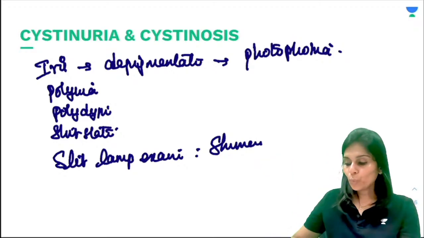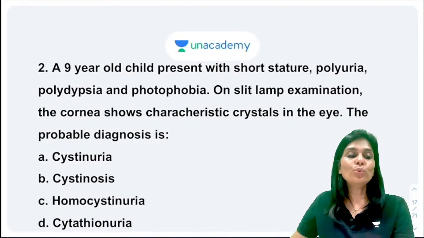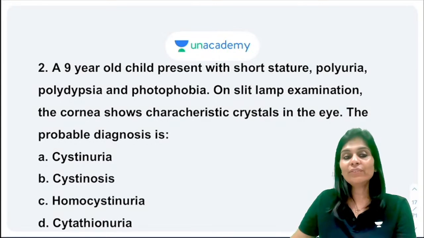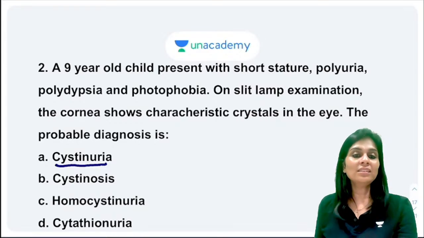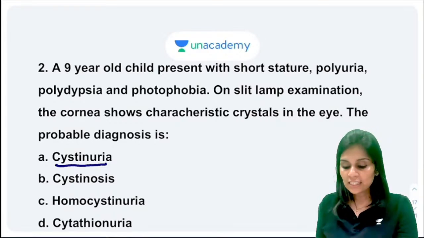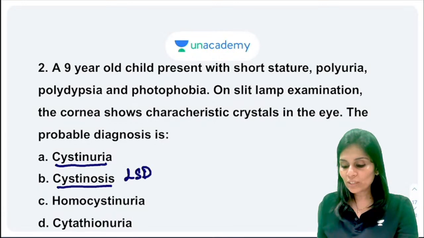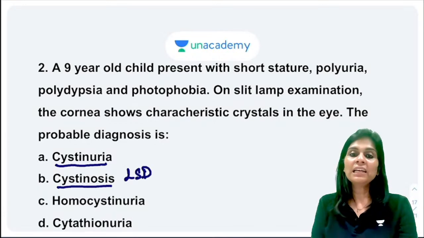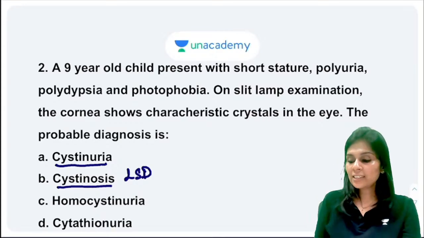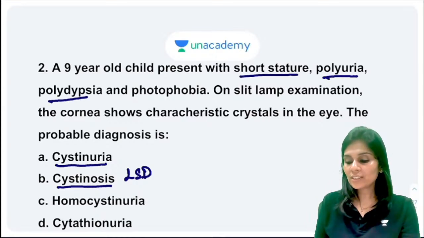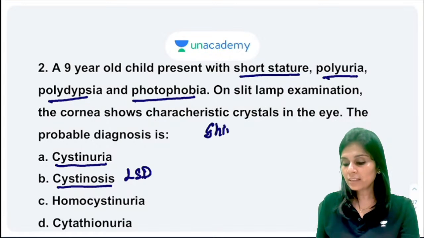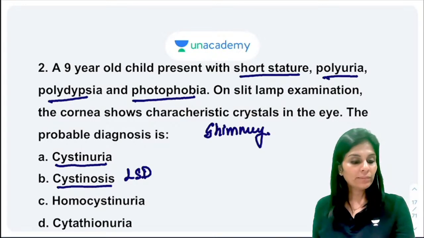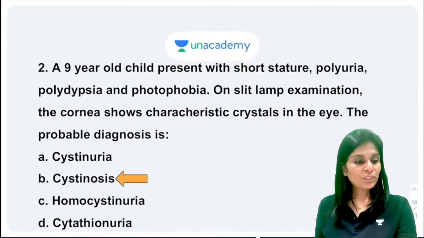Are you clear? So will you ever get confused between cystinuria and cystinosis? Both are totally different entities. Cystinuria means renal stones. Do you understand this? Cystinuria means renal stones. Cystinosis is a lysosomal storage disorder, which causes proximal convoluted tubular damage. So it presents with polyuria, polydipsia, short stature. Iris damage causes photophobia. On slit lamp examination, you will see characteristic shimmery crystals in the eye. Okay. So that's about this question.